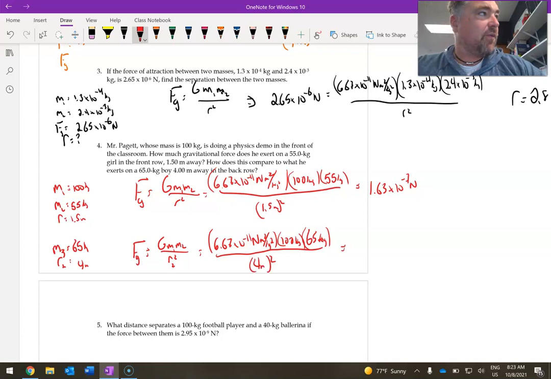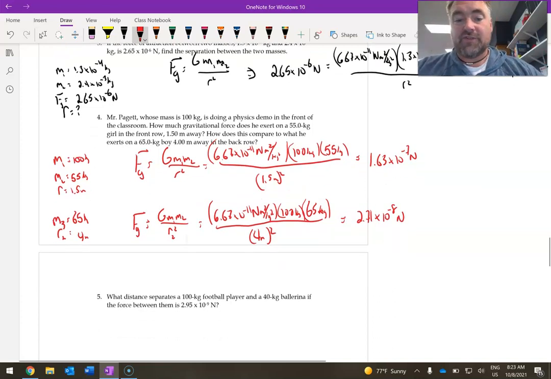And so when we solve that, we get 2.71 times 10 to the negative 8th. So even though this boy had a larger mass, because of his increase in distance, the force of gravity is actually going to be less.